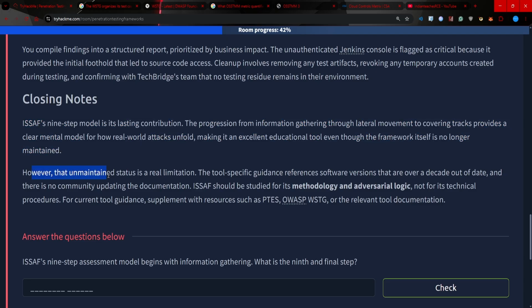However, that unmaintained status is a real limitation. The tool-specific guidance references software versions that are over a decade out of date, and there is no community updating the documentation. ISSAF should be studied for its methodology and adversarial logic, not for its technical procedures. For current tool guidance, supplement with resources such as PTES, OWASP, or the WSTG, or other relevant tool information.